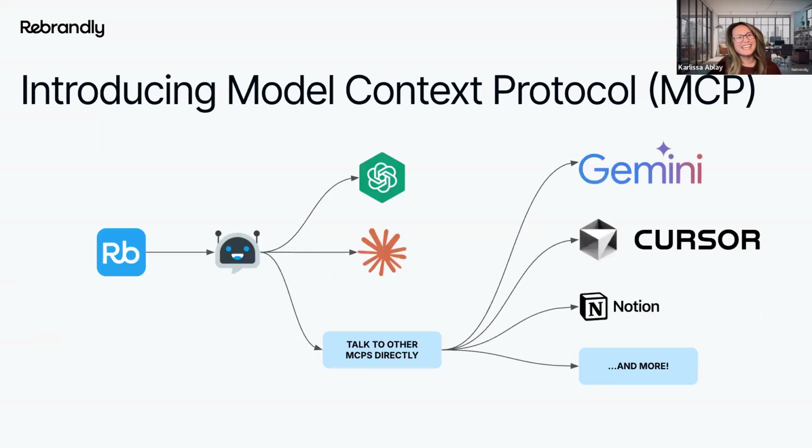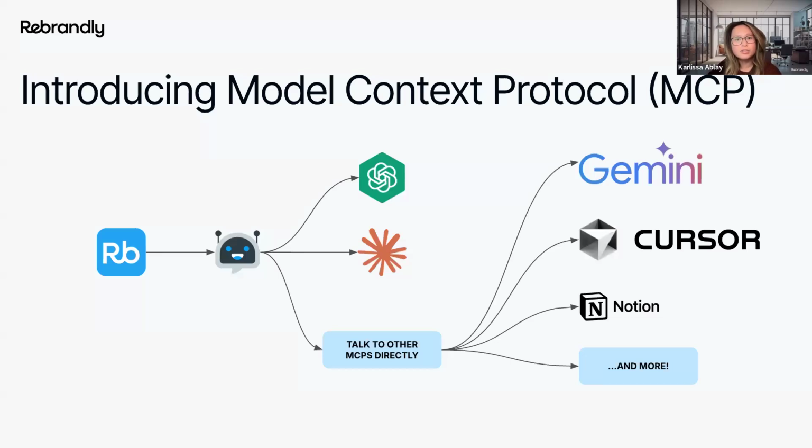So here's where things get exciting. Enter the Model Context Protocol, or MCP for short. Now, I know this sounds technical, but stay with me. It's actually surprisingly simple. Think of an MCP as basically a universal translator that lets AI assistants like Claude or ChatGPT talk directly to your favorite tools, including Rebrandly. So instead of you having to switch between apps, the AI does the heavy lifting for you right where you're already working.